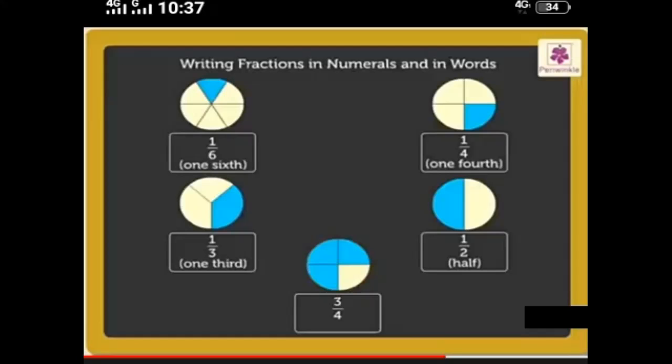Okay. Once more, you read it. First one, 1/6. 1 by 6. 1 by 4. 1 by 3. 1 by 2, half. 3 by 4. 3/4. Okay. Next one.